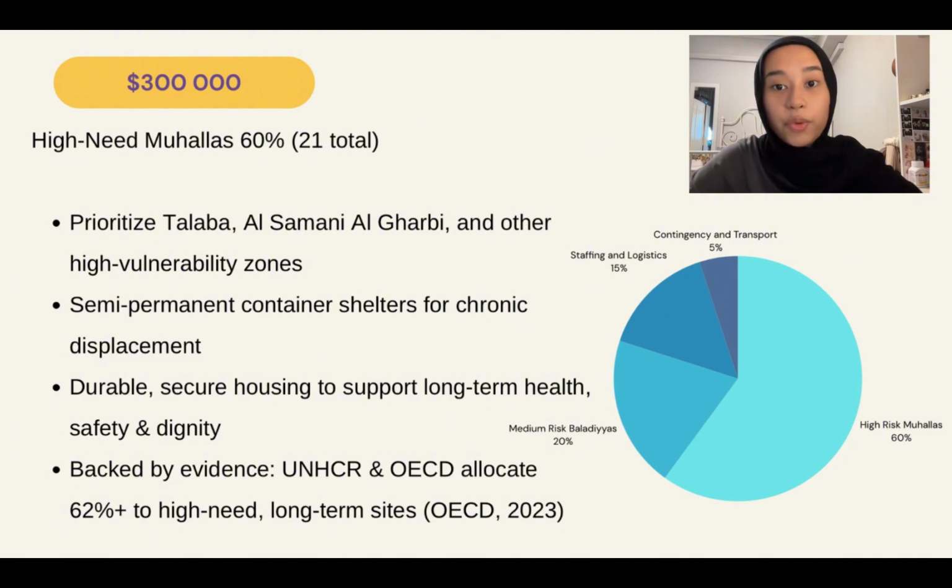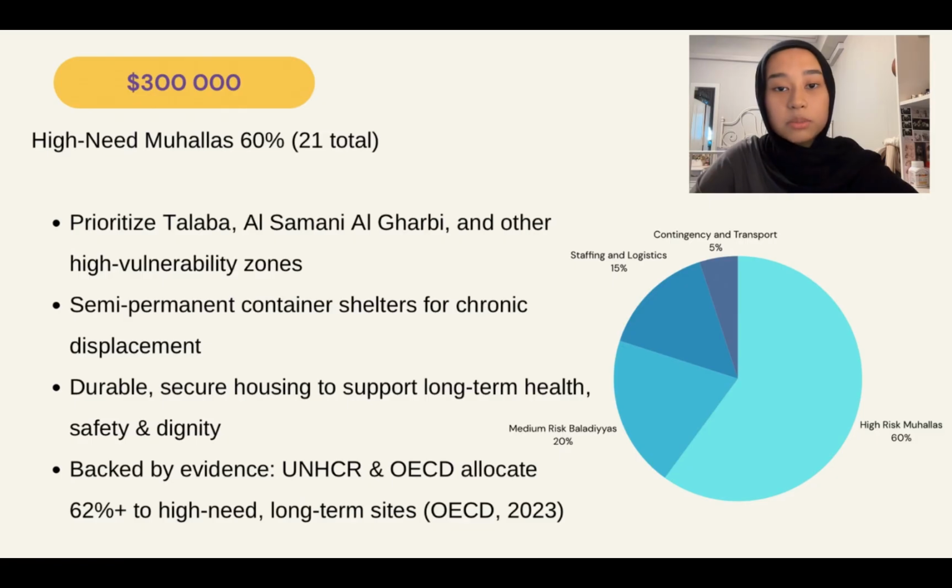60% of our budget, or $300,000, will go to the 21 high-need mohallas. These areas have large vulnerable populations and face chronic long-term displacement. To ensure stability, we'll invest in semi-permanent shelters such as container housing that safeguards health, safety, and dignity over time. Examples include mohallas like Talaba and Al Samani Al Gharbi, where there is dire need for shelter. This aligns with UNHCR and OECD, which shows that over 62% of humanitarian budgets are typically directed towards high-needs refugee sites requiring long-term shelter.